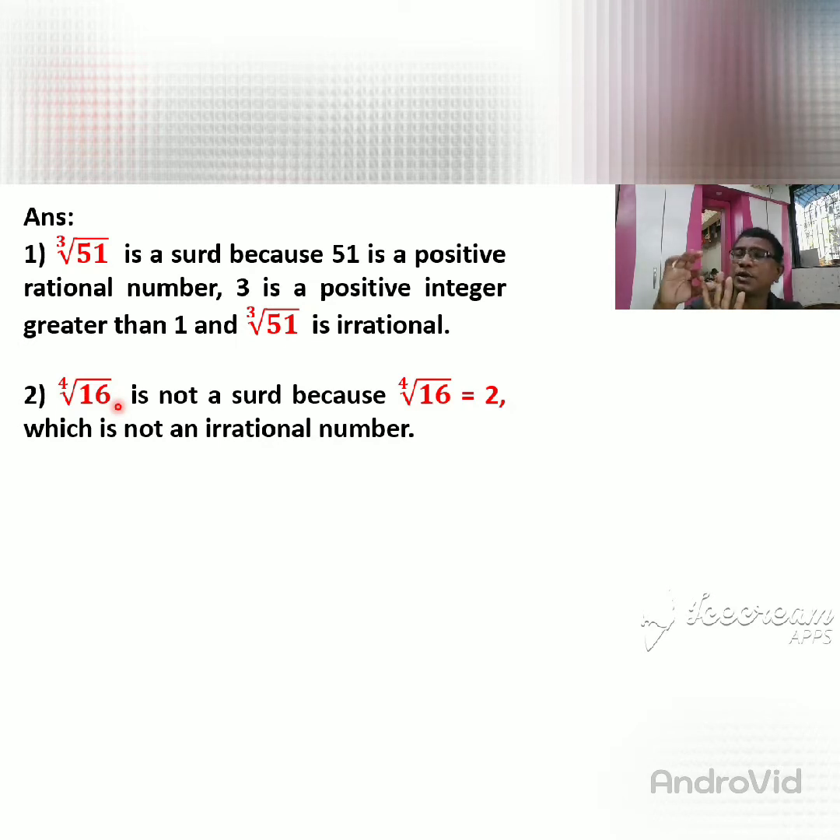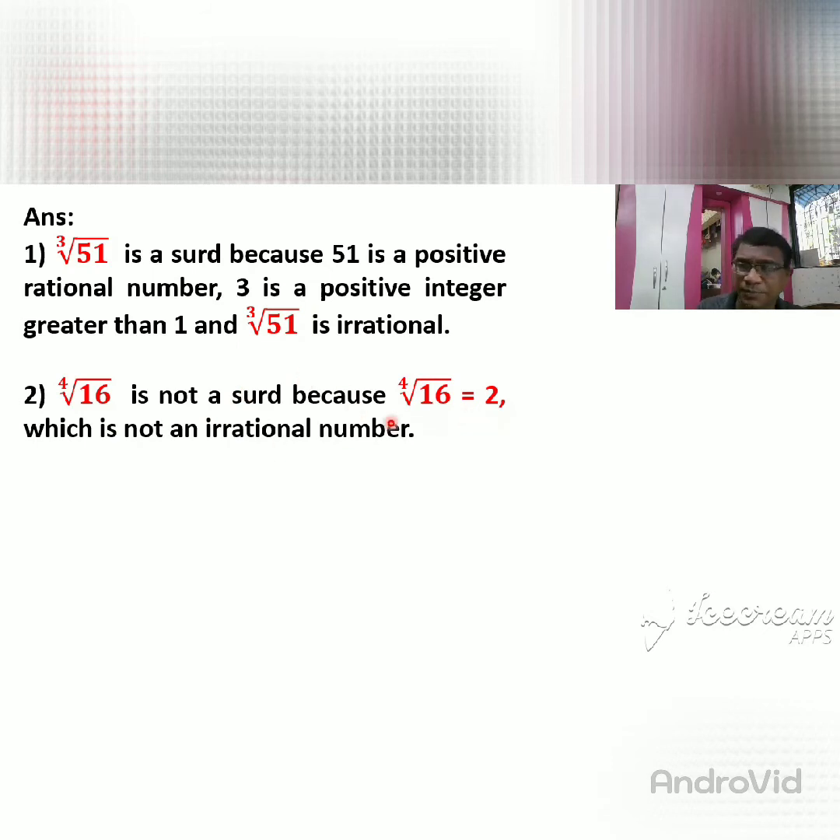Why is it 2? See, 2 times 1 is 2, 2 times 2 is 4, 4 times 2 is 8, 8 times 2 is 16. In such a way, when we multiply 2 four times, the product is 16. So the fourth root of 16 is possible, that is 2. We find that fourth root easily, so it is not an irrational number. Then which number is it?